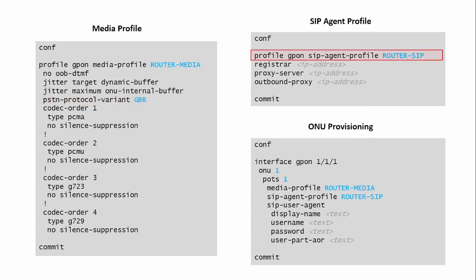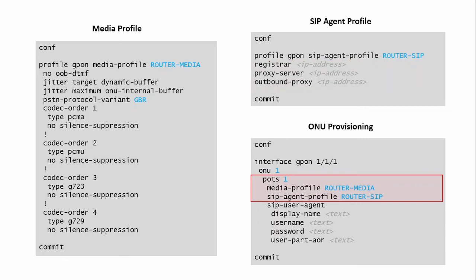SIP agent profile defines the IP addresses of the servers for VoIP services that will register an analogical line and will control call process. There are three IP addresses to set: registrar server, proxy server, and outbound proxy.